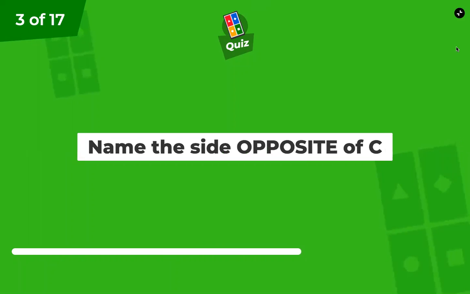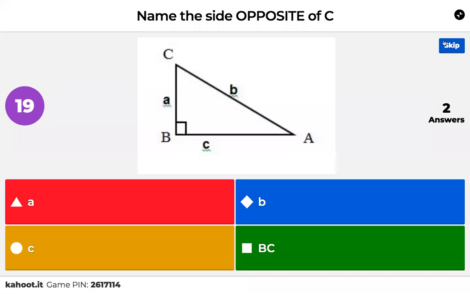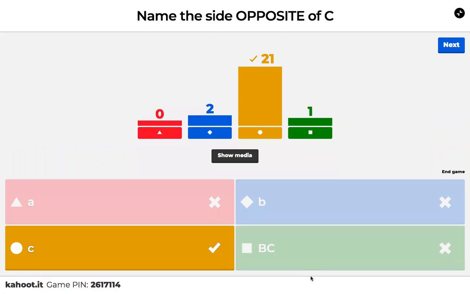What is the side opposite of angle C? So what is the side opposite of this angle? Awesome. I'm seeing an improvement in that.